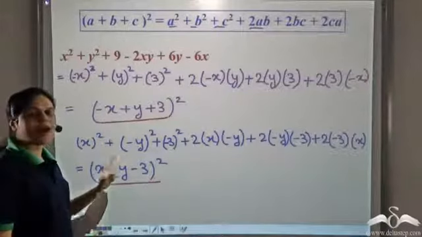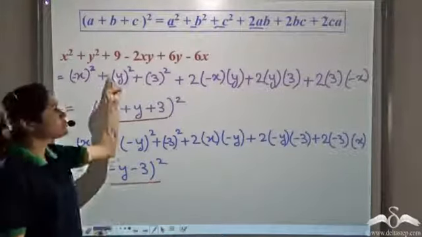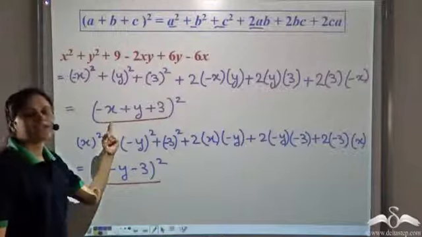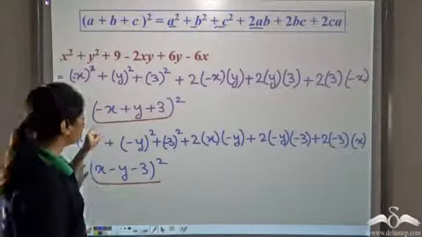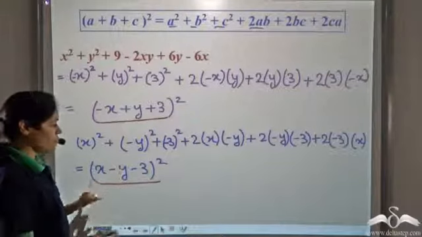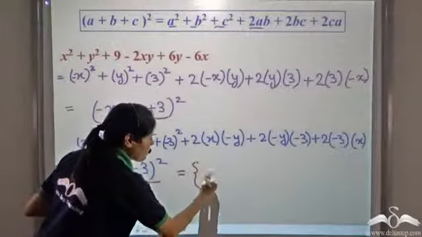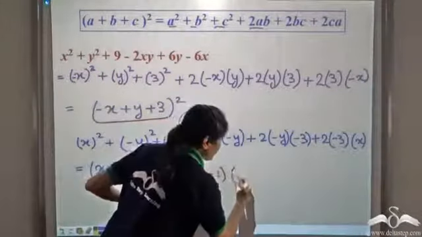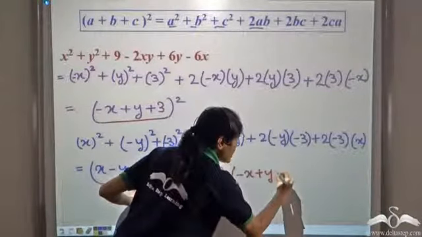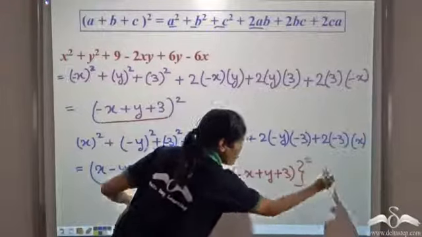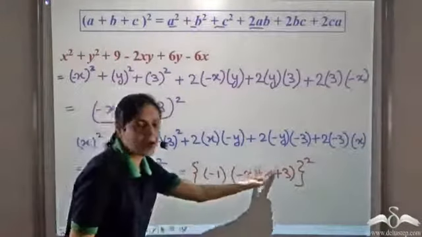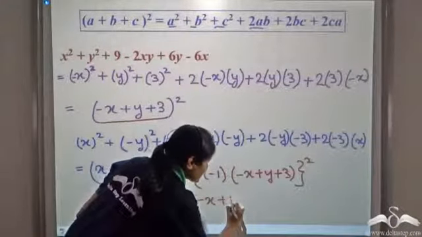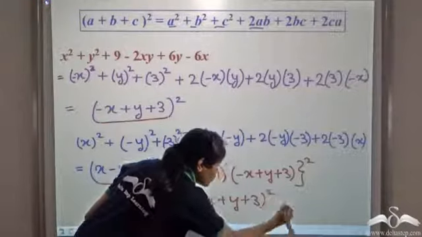Now you may ask me, how are we getting two different answers for the same expression? Actually, these are not two different expressions. These are the same expressions. How? If you take a negative 1 common from this, all the signs will be reversed. So I can write it as (negative x plus y plus 3) whole square. Now negative 1 square is equal to 1. So we can simply write it as (negative x plus y plus 3) whole square.